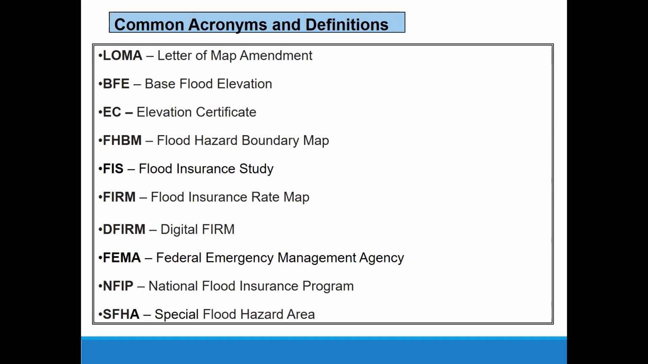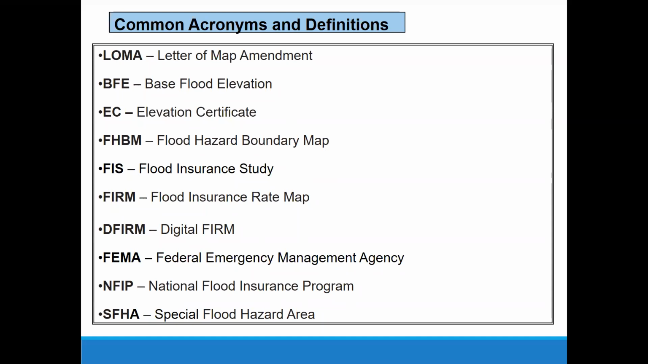But BFE stands for base flood elevation. But then again, what does base flood elevation mean? It's how high the water is going to be in a flood that has a 1 out of 100 chance of happening in any given year. They call it the 1% chance flood. EC is for elevation certificate, which is a form you fill out to verify that a building is elevated correctly and certified by a surveyor.